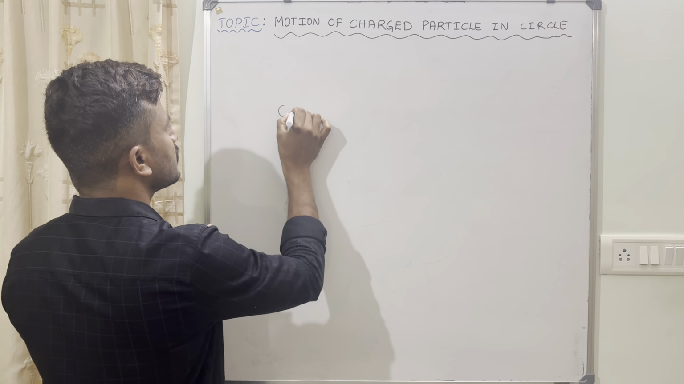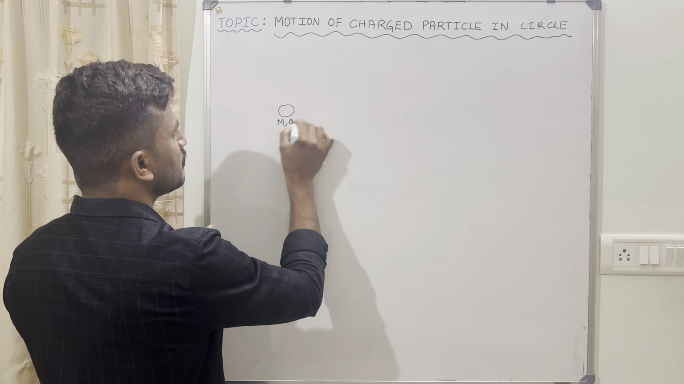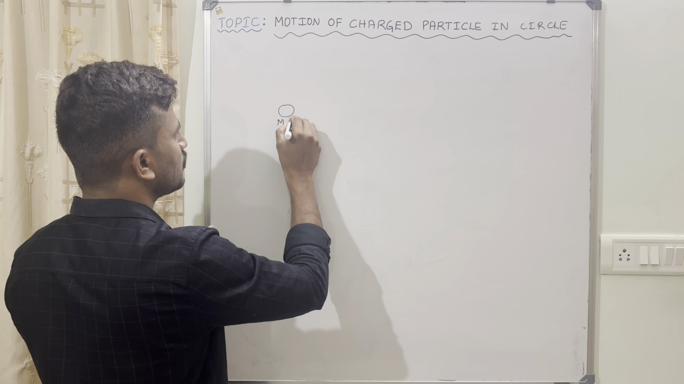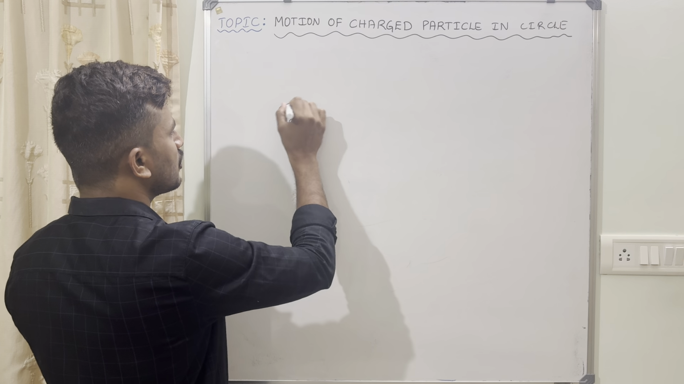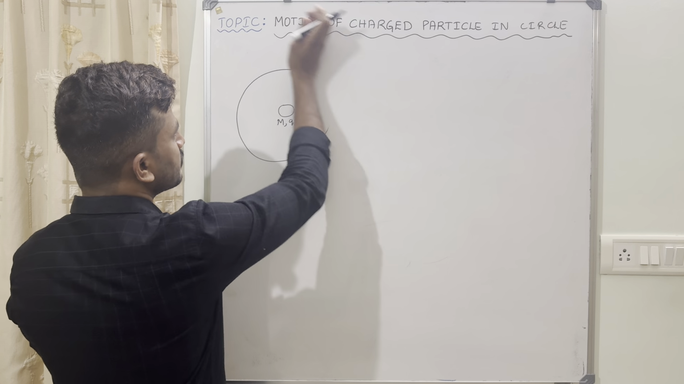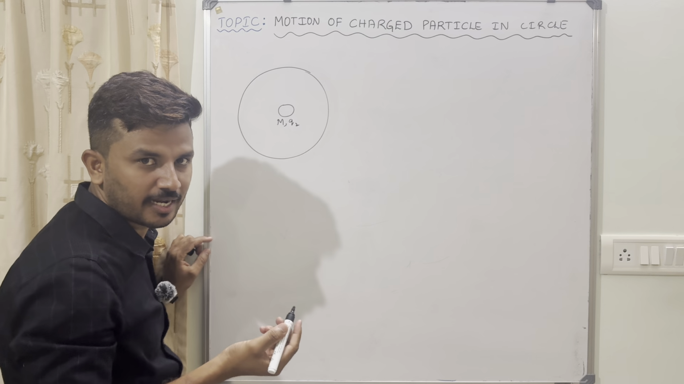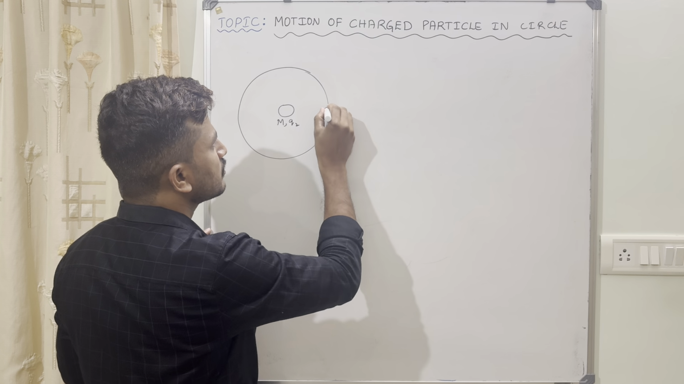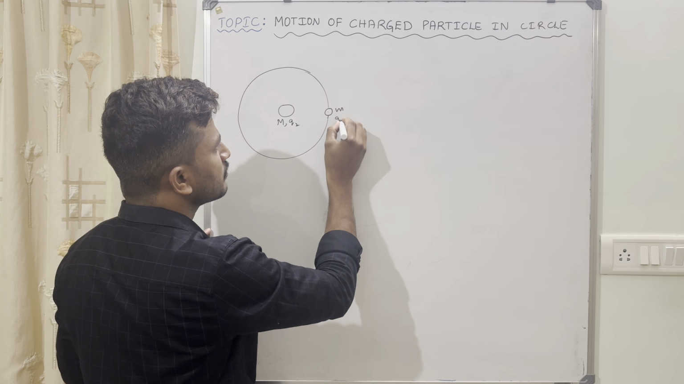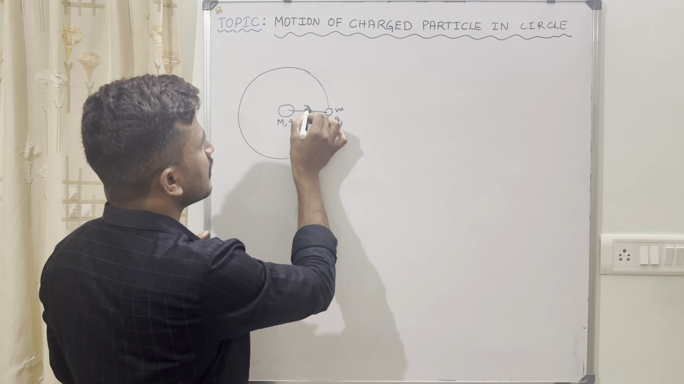So if I consider there is a charge here, it may be positive or negative, of mass m and charge capital Q. It revolves around, or you can consider it is Q2 also, another particle of opposite polarity revolving around it. The best example is an atom where electrons revolve around the nucleus. So this is the charge whose mass is m, charge is q1. Let's consider this radius is r.